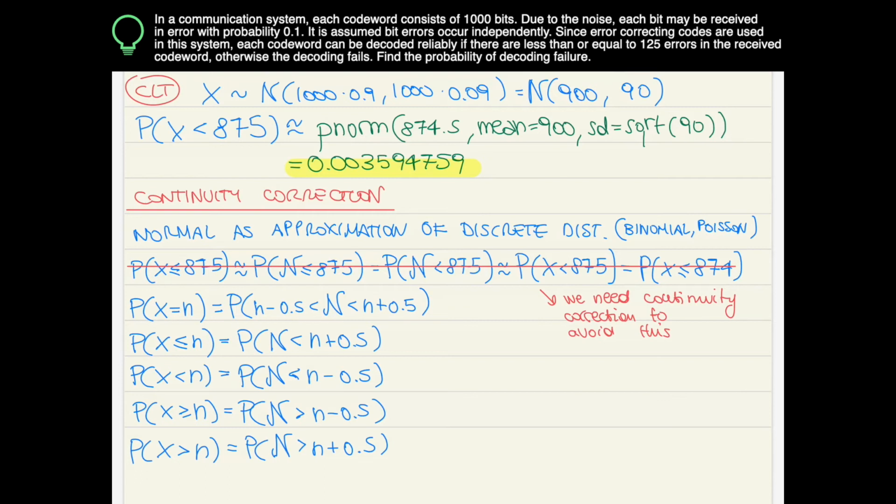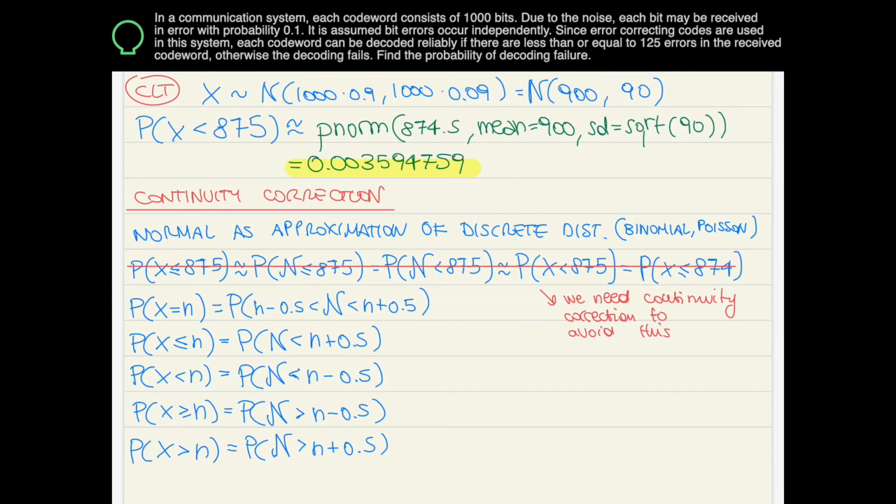Okay, so continuity correction, we use it when we're using the normal distribution to approximate a discrete probability. This happens very often when we use the central limit theorem, such as in this case. Nice and easy.